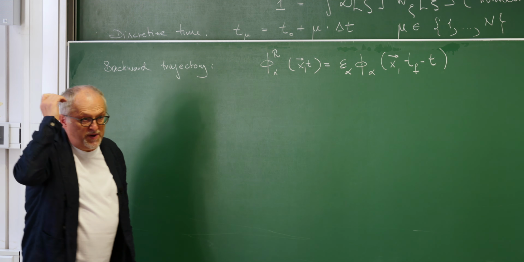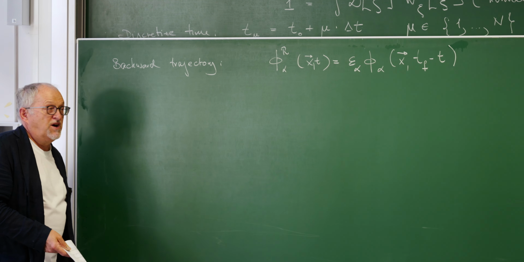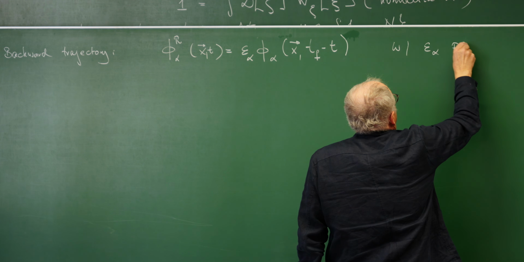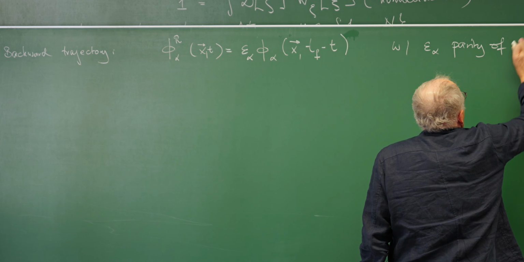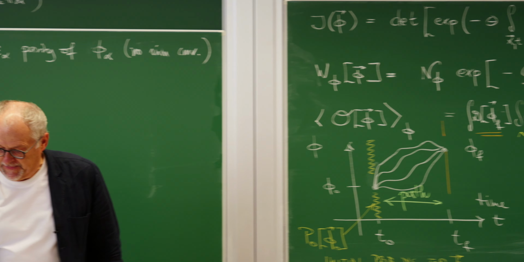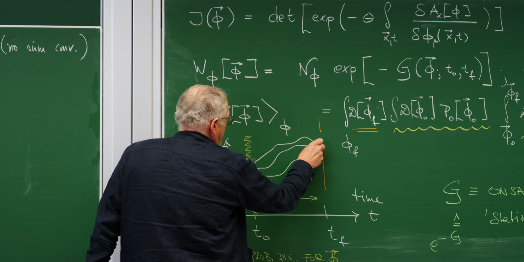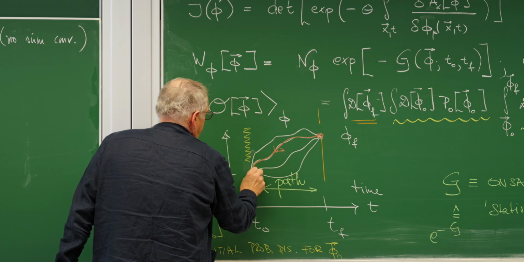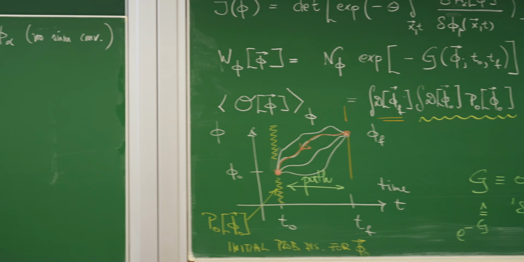So for fields that are scalar and even under parity, this is 1, and if this is some kind of velocity field, then it would be minus 1. So with epsilon alpha, the parity of the field phi alpha, and I have no sum convention here. This really means for a given alpha, not summed over alpha. Okay, so if I'm now calculating a backward trajectory, so let's say I have a forward trajectory, and now I really want to calculate a trajectory backward. So from here arriving there, this would be the rate of going from the final to the initial state.